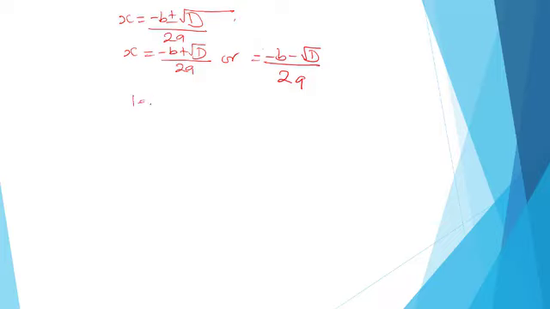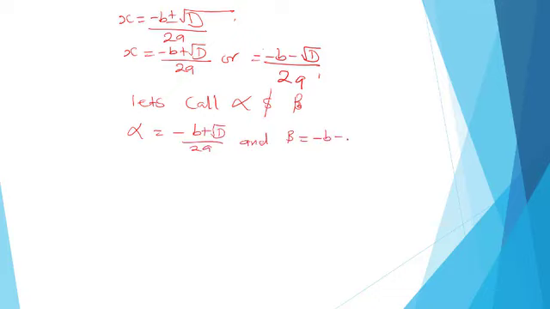Now let's call this alpha and call this beta. So alpha is equal to minus b plus the square root of d over 2a, and beta equals minus b minus root d all over 2a.